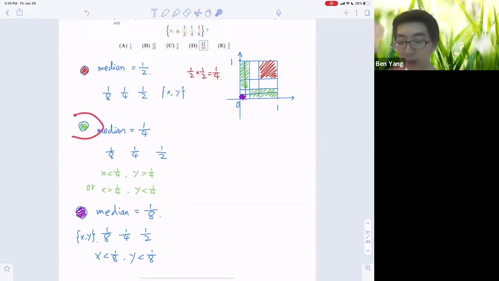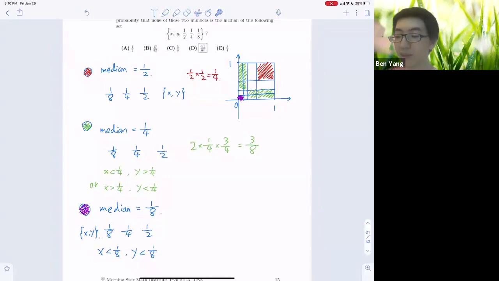For the second case, we have the green region there. There are 2 of them, and each of them is a rectangle with side lengths 1/4 and 3/4. So the area is 2 times 1/4 times 3/4, and that's equal to 3/8. And finally, we have the last region there, the small purple square. And the area of that is 1/8 times 1/8. And that's equal to 1/64.